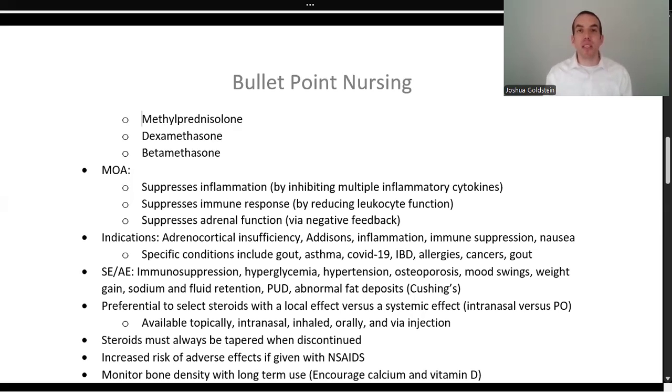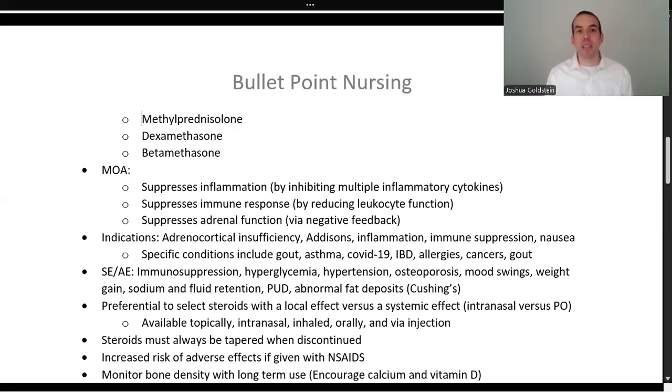Now, because it does have these major issues and because we have so many other routes available, we try to always use those if at all possible. If we don't have any other choice, then we go ahead and we give it systemically. That would be PO or IV. And at that point, we are going to end up with this full list of side effects, but then we've made the decision that that's in the patient's best interest. Steroids must always be tapered.